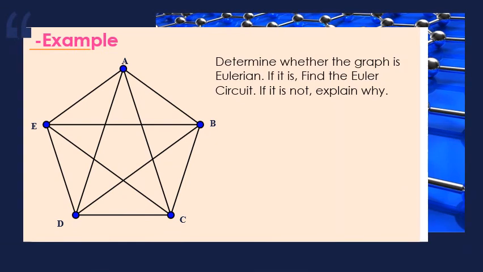So, example, determine whether the graph is Eulerian. If it is, find the Euler circuit. If it is not, explain why. So, kung tanawan natin ang figure, same lang man ang itsura sang tanan nga vertex.